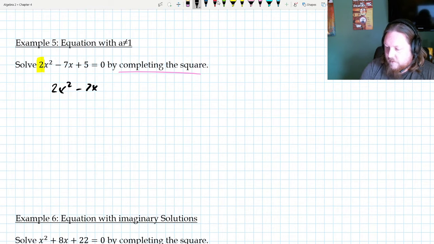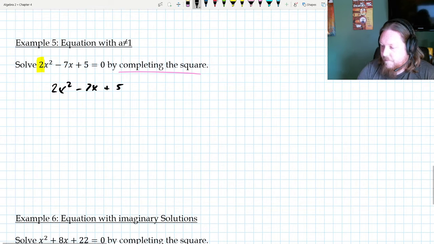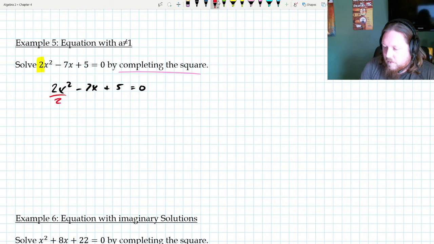If it doesn't work for us, that's fine. Get rid of it. Divide, I forgot my equals 0 part here. I'm going to divide every term by 2, even the 0. And if you notice, it comes down here, x squared minus 7 halves x plus 5 halves equals 0.